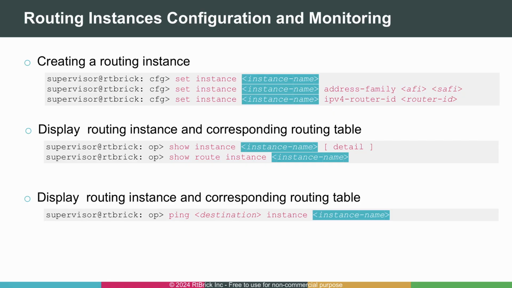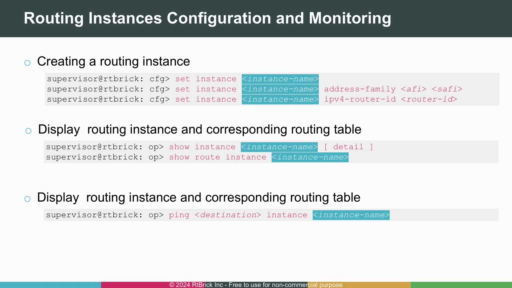Let's briefly summarize the commands. Routing instances in RBFS can be easily created using the set instance name command. The address families used must be explicitly configured. Each routing instance has a unique instance ID, which can be set manually. General information about a routing instance can be viewed using the show instance name command. The routes belonging to a routing instance can be displayed using show route instance name.